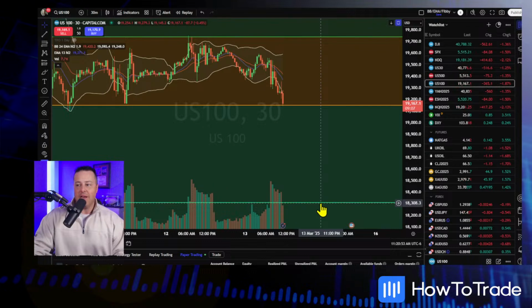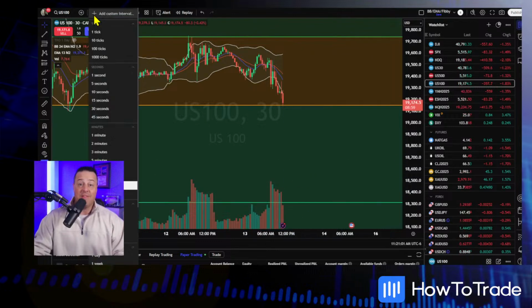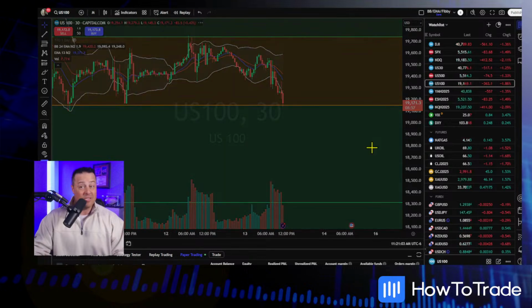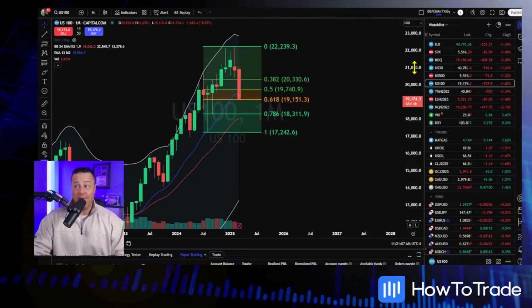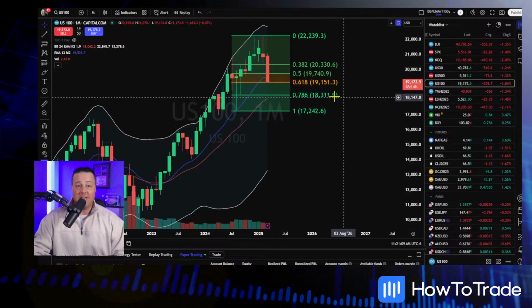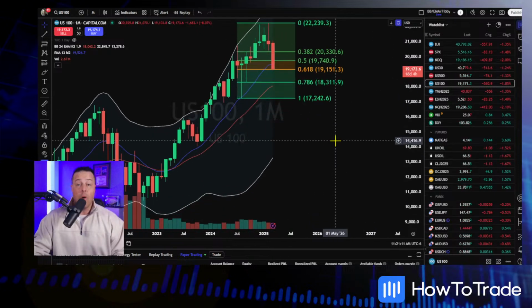My next level, my next support zone, I wouldn't even consider buying this market until 18.5-ish, right down in here, right above our 78% retracement. And then life gets real tough because if you don't hold 78 on this monthly right here, if you don't hold 78, 18,300, you're going lower, and you're going a lot lower.